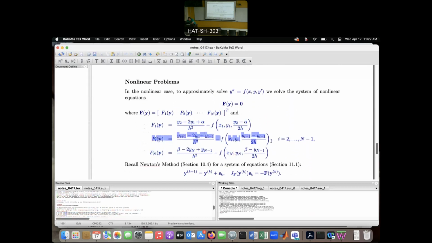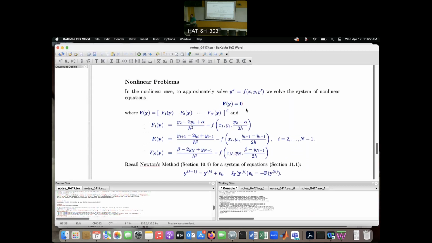So this middle one is for the interior. And you're evaluating the interior at y, but the first and last ones have to take the boundary conditions into account because you're using the left and right neighbors of the y value you're at. So for the first one, we have y0 over here, which is alpha, and here. And for the last equation, we have y sub n plus 1, which is beta, here and here. So the goal now is to solve this system of nonlinear equations.